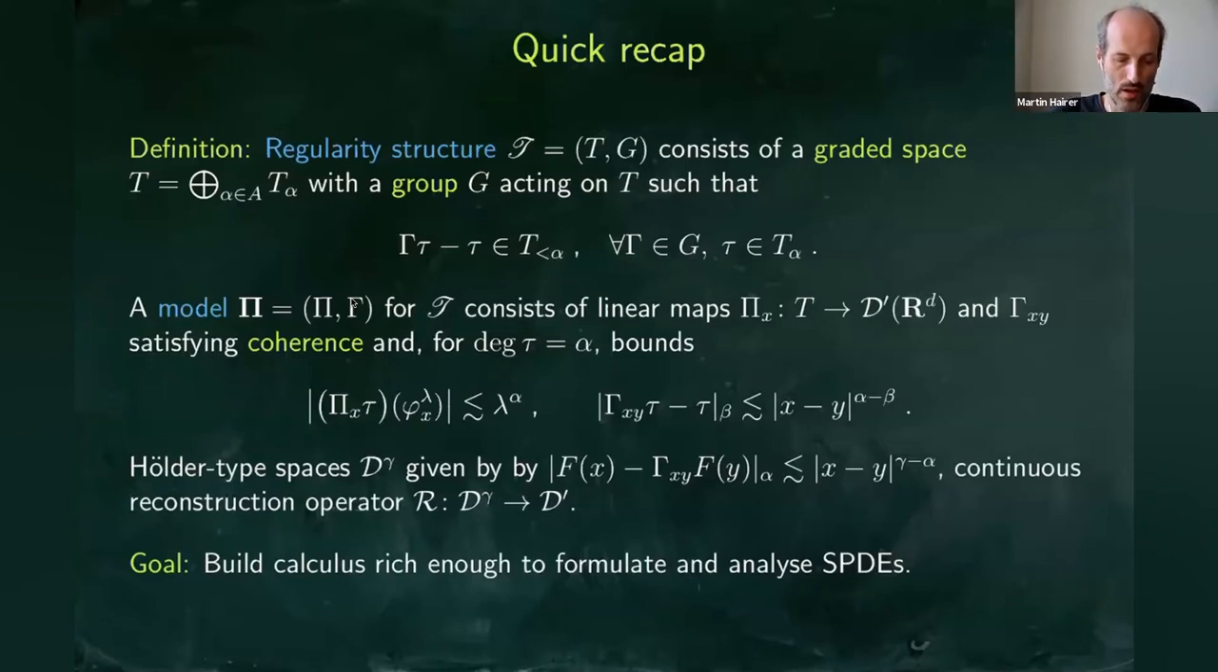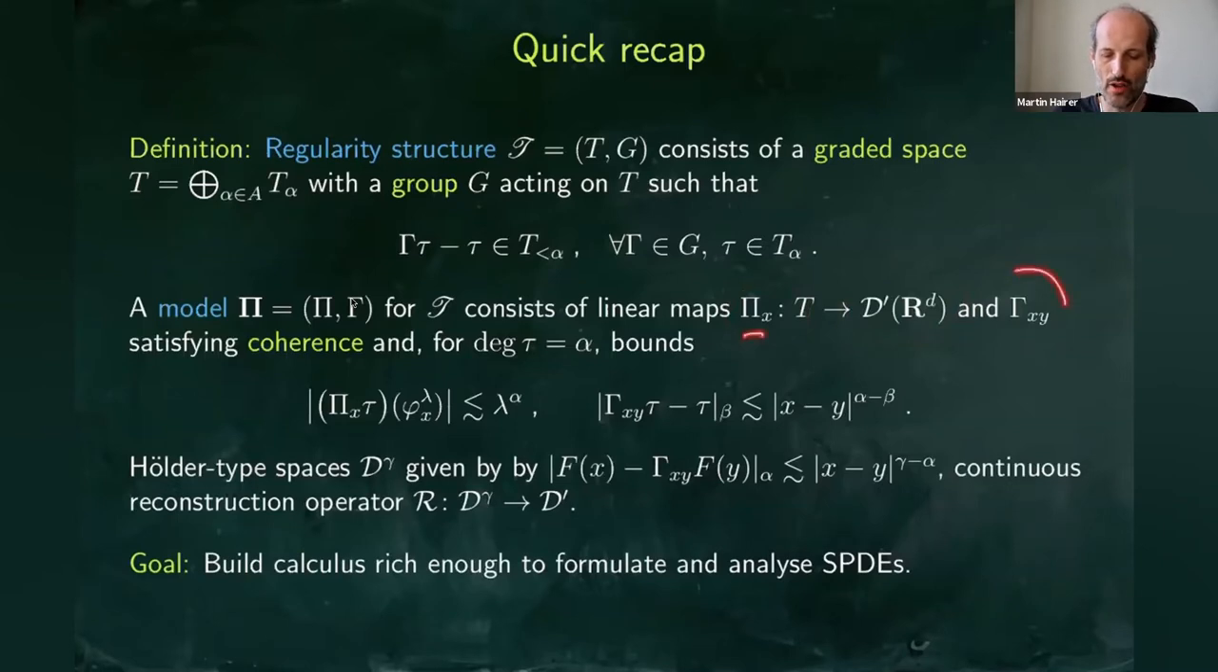And so a model is essentially a collection of linear maps. So every element of T gets turned into a distribution, but this collection depends on the choice of base point, right? And so in the case of polynomials, you should think of T as being polynomials in some abstract indeterminate, and then Pi_x is the operation of turning that abstract indeterminate into (dot minus x), for example, and viewing this as an actual function. And of course, a function is identified with a distribution in the natural way.